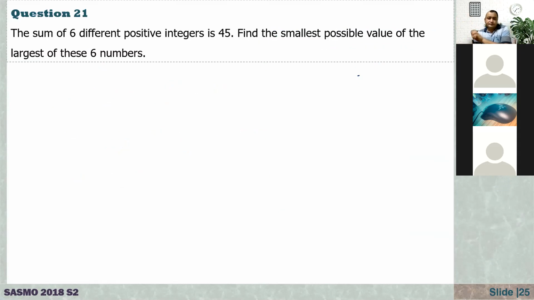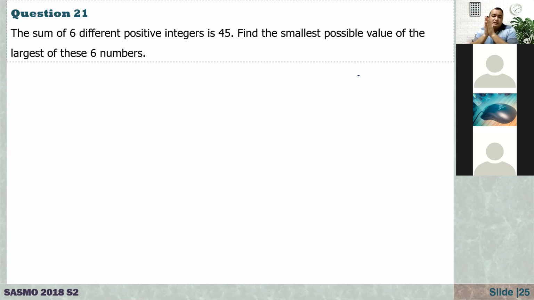Elmir, read the question. The sum of 6 different positive integers is 45. Find the smallest possible value of the largest of these 6 numbers. The sum of 6 different positive integers is 45. Find the smallest possible value of the largest of these 6 numbers. If you notice in SASMO, they ask this kind of question almost every year in the paper.